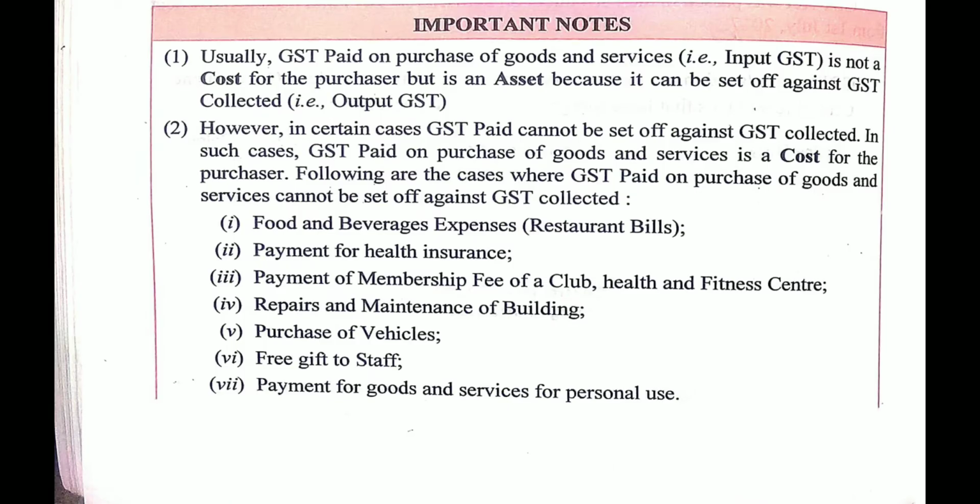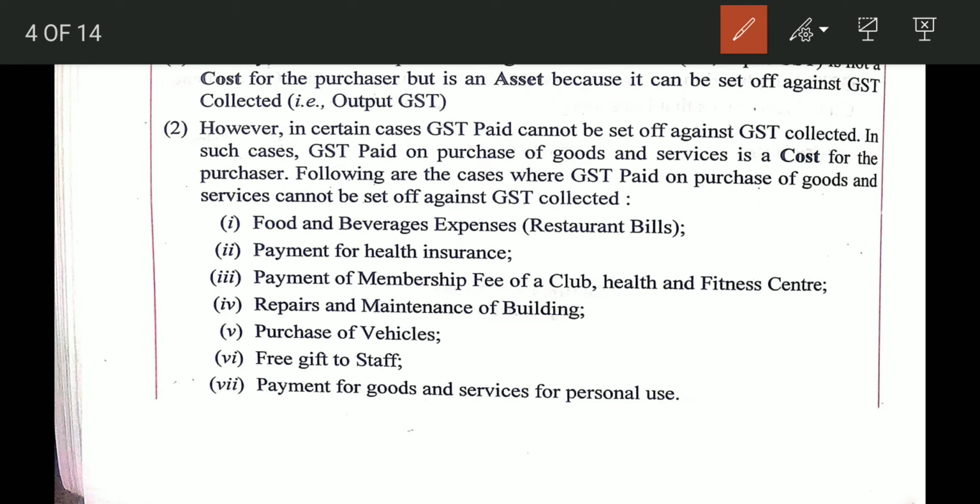Next, some important notes. Usually GST paid on purchase of goods and services, that is input GST, is not a cost for the purchaser, but it is an asset because it can be set off against GST collected. Like we have already said earlier, it is not a cost, it is an asset because it can be set off against the output GST. However, in certain cases, GST cannot be set off against GST collected. In such cases, GST paid on purchase of goods and services is a cost. Now, in the case where you can set off the GST, it becomes your asset, you earn it back. But in certain cases where you cannot set off the GST, it will become a cost for the purchaser.